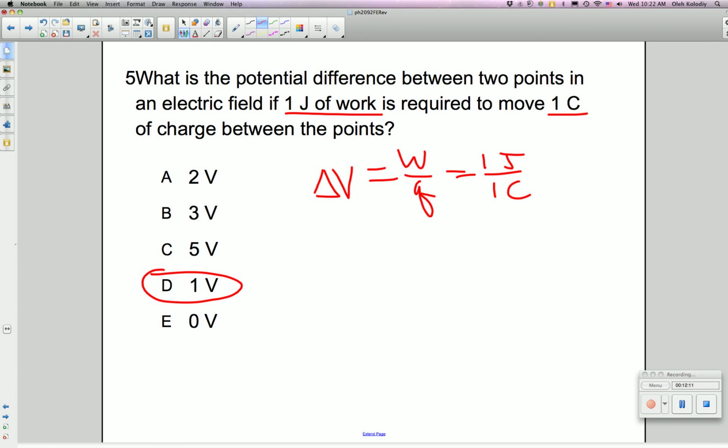If we did more than one, say if we did 2 joules of work to move 1 coulomb of charge, then of course the answer would be that.